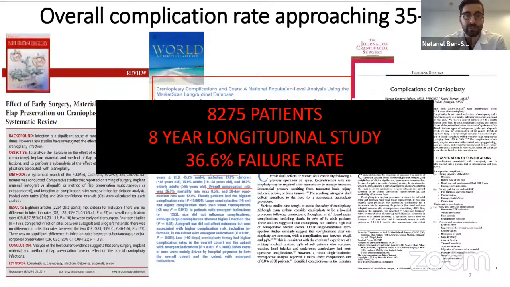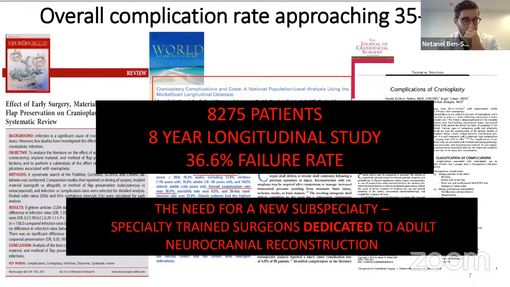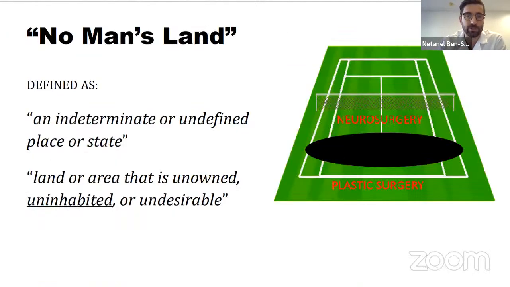In fact, if you look at this meta-analysis, 8,000 patients, an 8-year-long longitudinal study, 1 out of every 3 patients coming for a cranioplasty will fail. And this is not acceptable in 2022. That's why we need a new subspecialty that is dedicated to adult reconstruction.